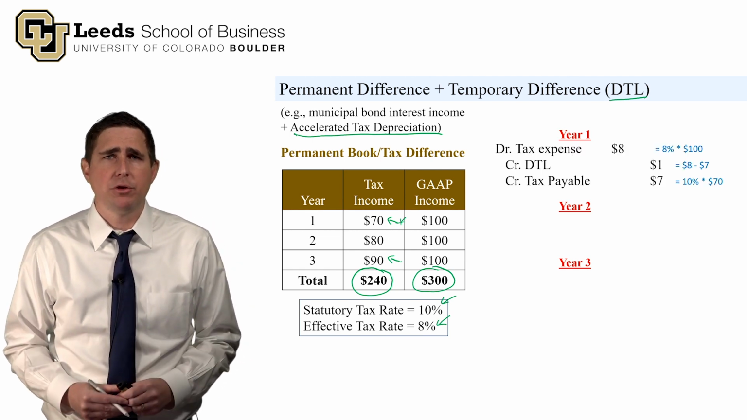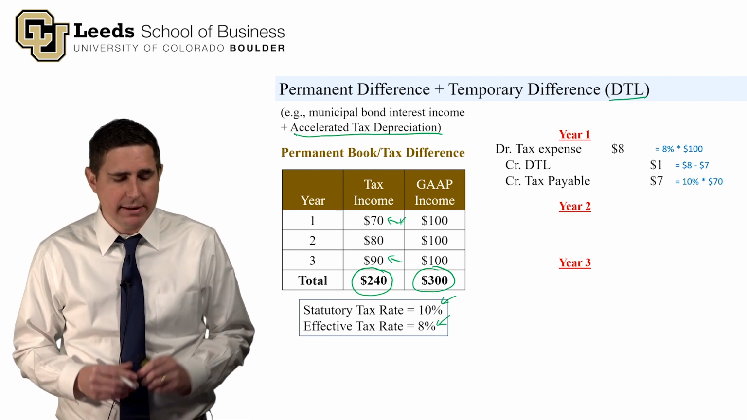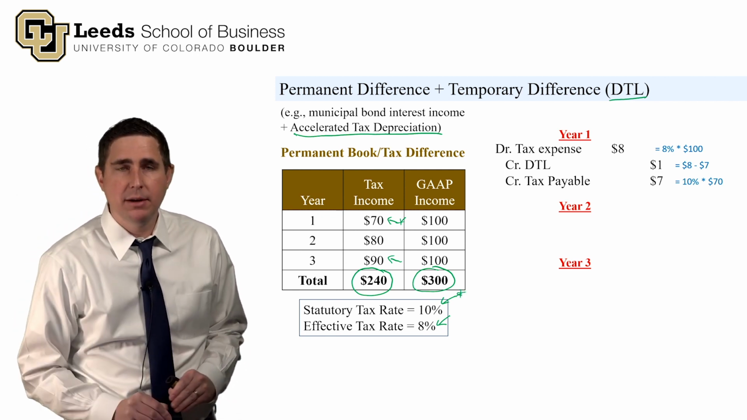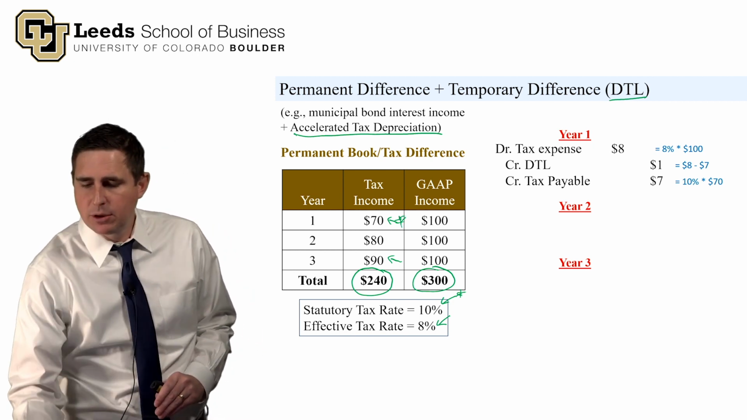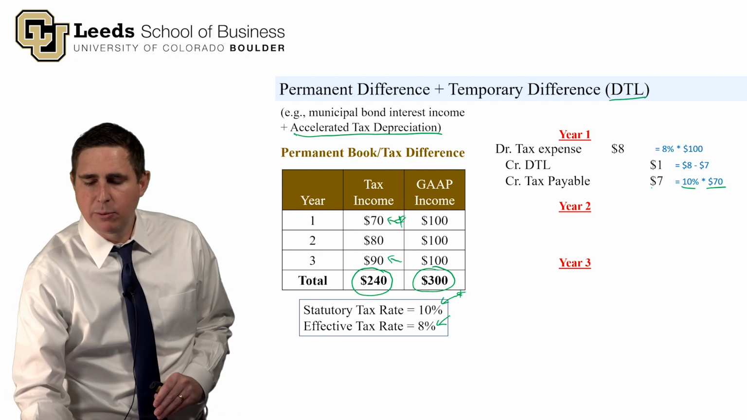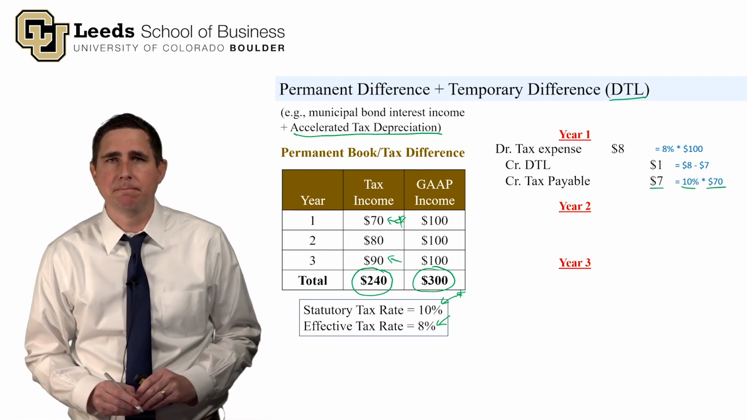So here's the first year journal entry. Step one, remember, is determine taxes payable. We'll take the statutory tax rate of 10%, and we'll multiply it by taxable income on our tax return. So 10% times $70, and we have to pay $7 to the U.S. government. So that's a credit to taxes payable.